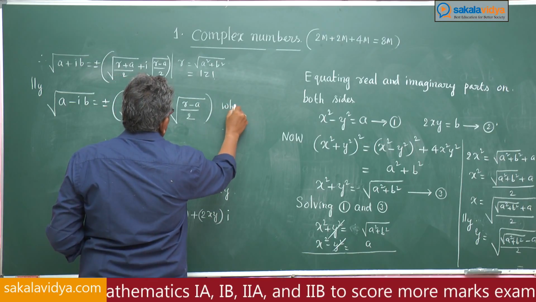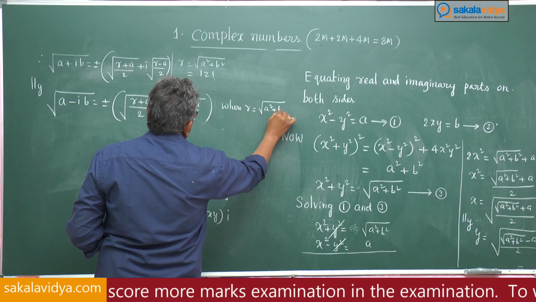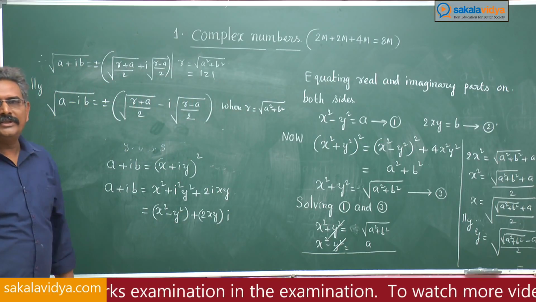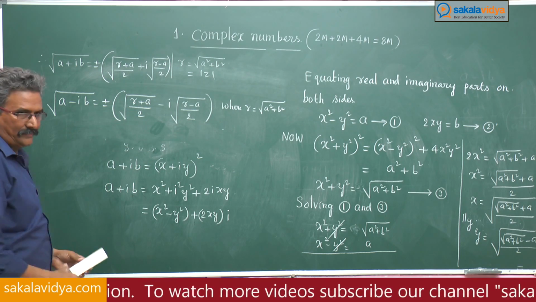Where r is equal to root of a square plus b square. So in this manner we can find the square roots of a complex number.